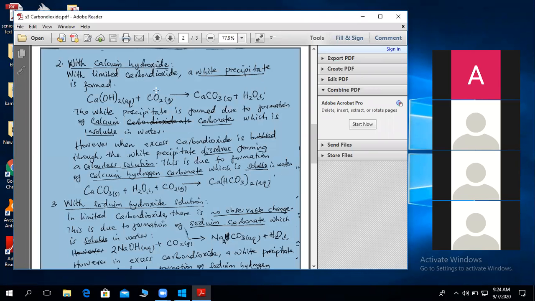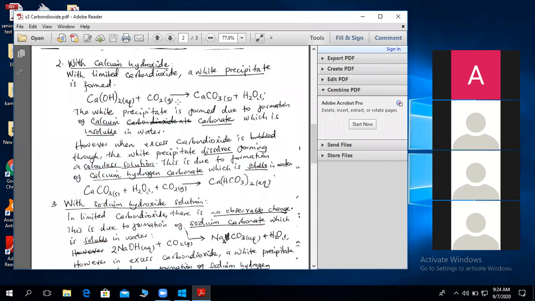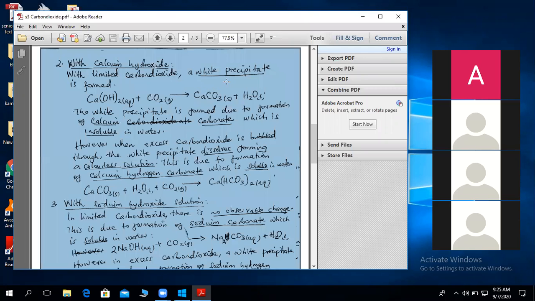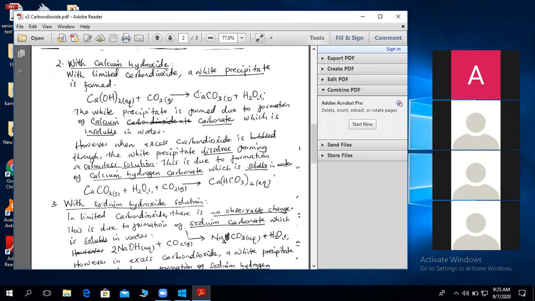And what is that white precipitate? Let's look at the equation. This is calcium hydroxide. When we add carbon dioxide, we form calcium carbonate. And calcium carbonate is the white precipitate, because you remember, calcium carbonate is insoluble in water. So if it is insoluble, it will form a white precipitate. So this is the observation, a white precipitate.